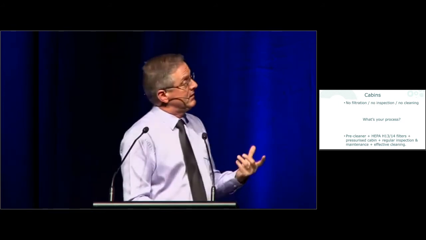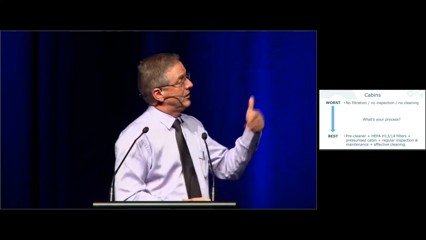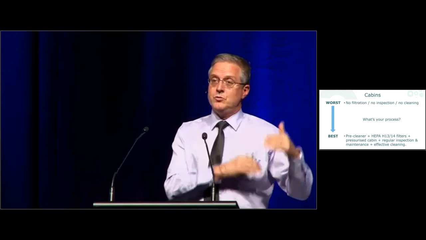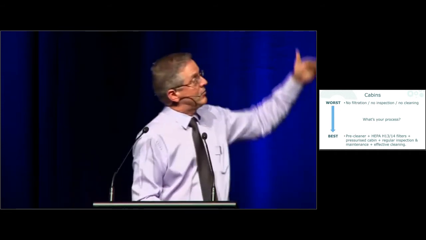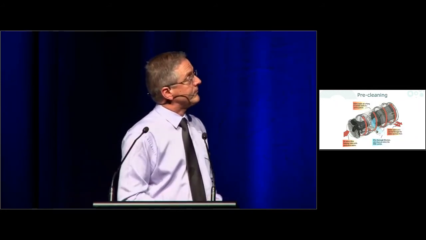So filtration in cabins, the photo from earlier on was no cleaning, no filtration, no inspection, and your best case is a pre-cleaner with a HEPA filter, pressurised cabin, regular cleaning, regular maintenance, and worker awareness. Have a think about where your process is in there. Whereabouts do you sit? Do you do inspections? Do you look at your cabins? Do you clean? How do you clean? How good are you in terms of how you're protecting your workers during that process?